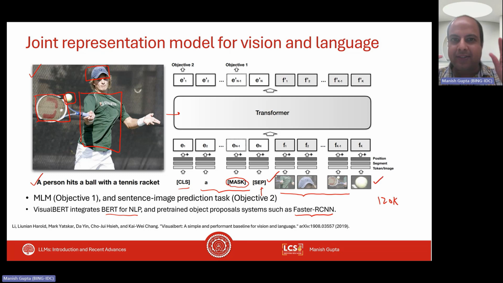So what are your image words, so to say? Well, they are image tokens. They're basically objects as detected by the Faster RCNN model, the Faster RCNN object detector. Okay. Now, to encode these things, they have three different kinds of things that go as input at every position.